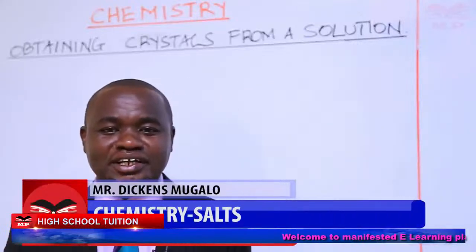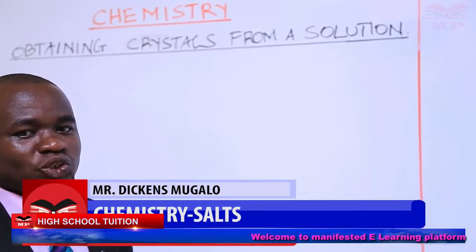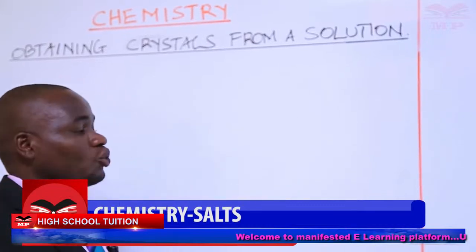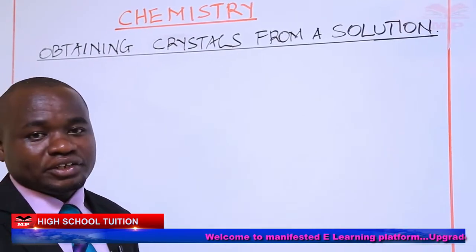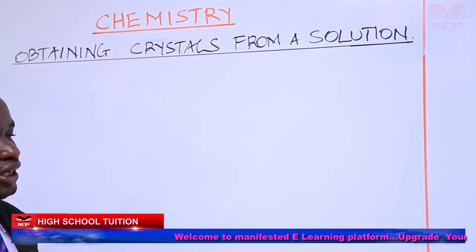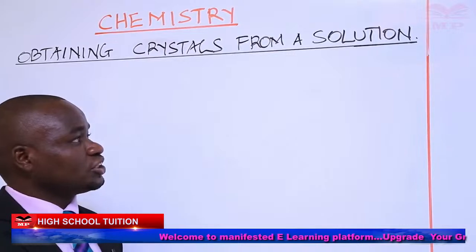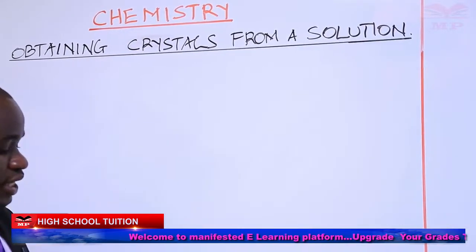Is Dickens, and we are talking about salts. And in today's lesson, we want to discuss how you can obtain crystals from any given salt solution. So we started that by obtaining the solution itself, and we shall use copper sulfate as our example.